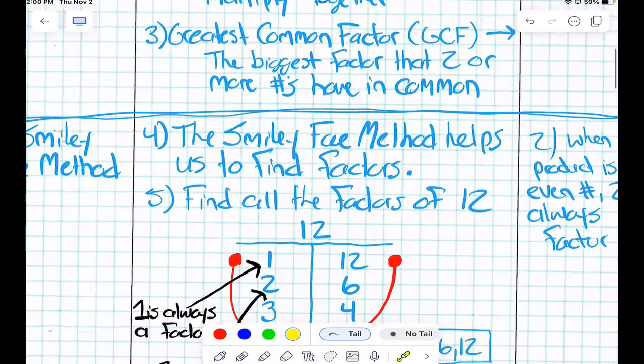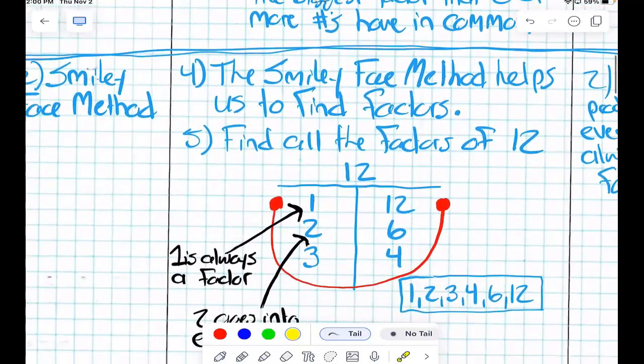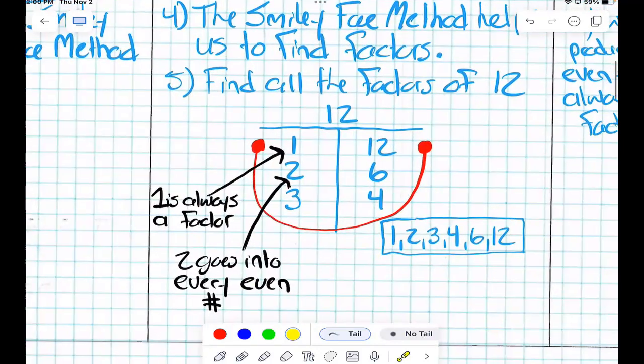Okay, we'll talk about that in a second. What's our method that we're using to find factors? All right, so we're going to find all the factors of 12. So what's this thing that we draw? And what do we call the T-chart? 12, because we're finding factors of 12. We always know the very first factor, what is it? 1. 1 is a factor of every single number. So once we find 1, we find what its buddy is, and it's 12.